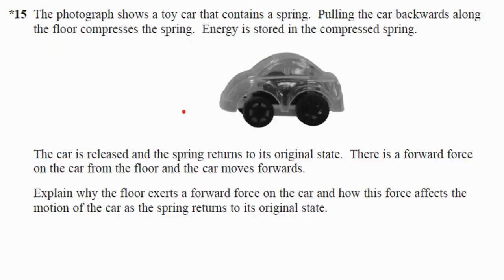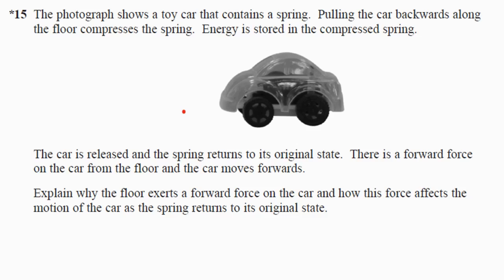Question 15. The photograph shows a toy car that contains a spring. Pulling the car backwards along the floor compresses the spring. Energy is stored in the compressed spring. The car is released and the spring returns to its original state. There is a forward force on the car from the floor and the car moves forwards. Explain why the floor exerts the forward force on the car and how this force affects the motion of the car as the spring returns to its original state.